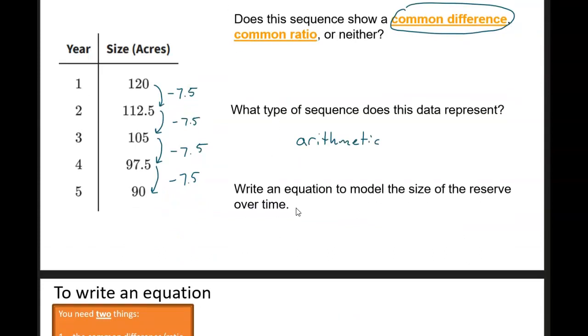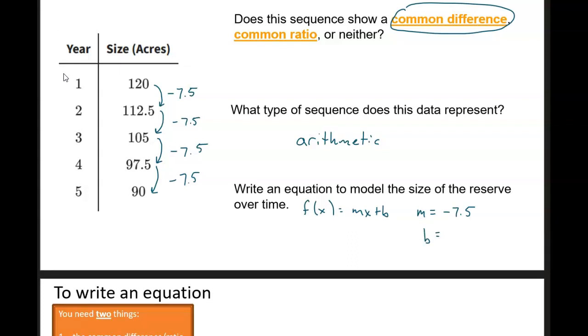We're going to use f of x equals mx plus b, where m is the common difference. Actually, I'm not even going to write that. We're just going to write the number. What is the common difference here? M is what? M is negative 7.5. And then B is our first value, or it can be our value at step 0.